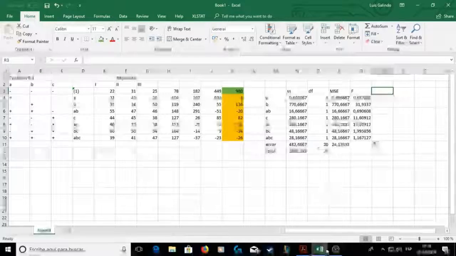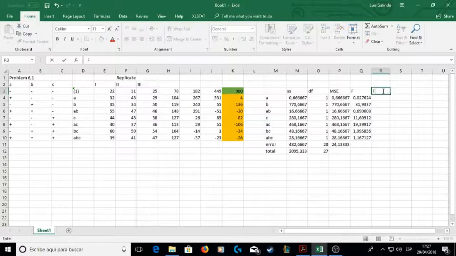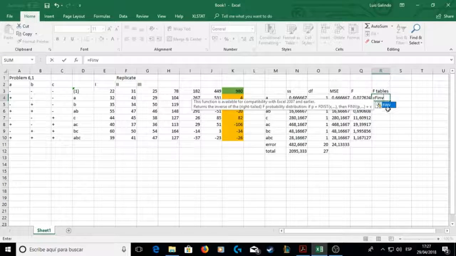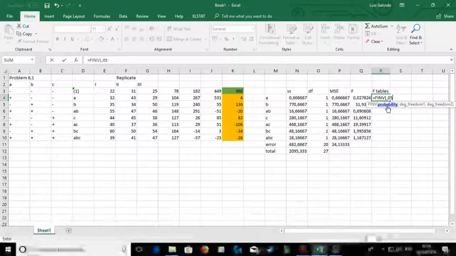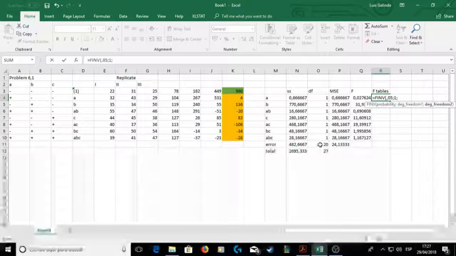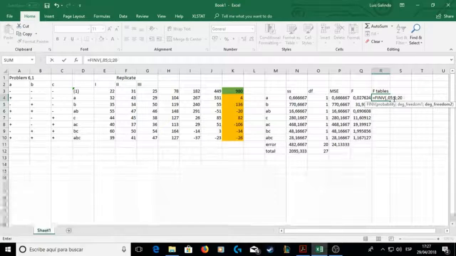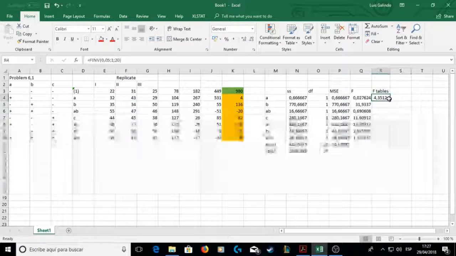So now we are going to get our F values from the tables. This can be obtained using a formula, which is F inverse. Here we must have the probability, which is normally 0.05. 1 degree of freedom from this one, and the degrees of freedom from the error.